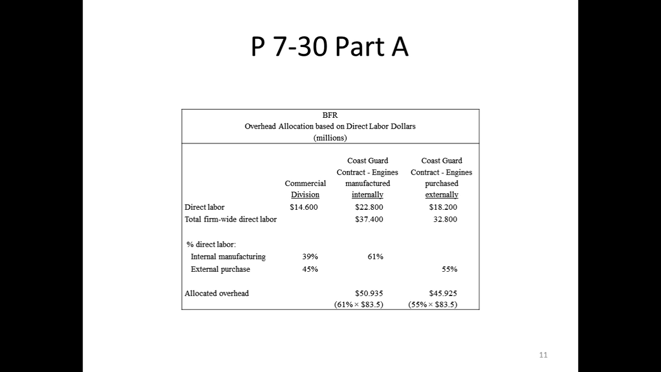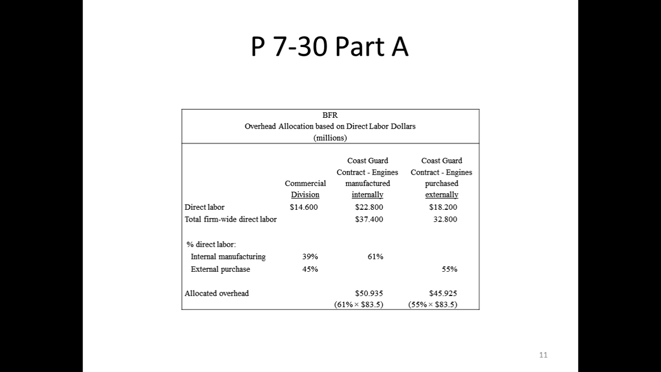And they have an overhead. The overhead's not going to change because it's primarily consisting of corporate level salaries, building depreciation, property taxes, etc. So the overhead for BFR is $83.5 million, and it will not vary whether the engines are purchased outside or not. So the first question in Part A is how much overhead is allocated to the Coast Guard contract if, number one, the engines are manufactured internally, or number two, they're purchased outside.